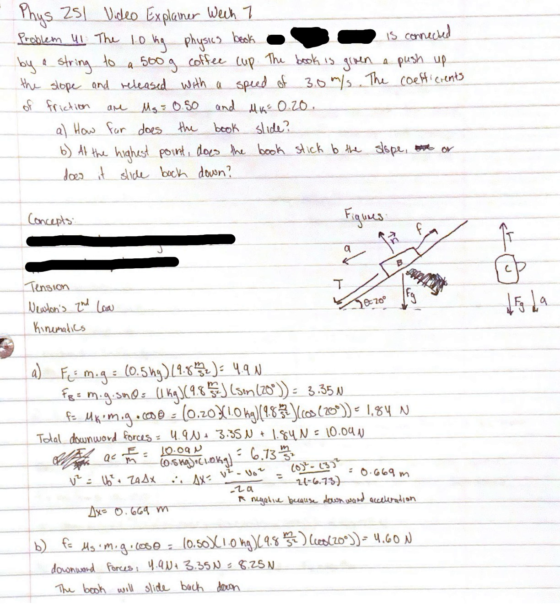For my week 7 video explainer for the first problem, I had problem 41. In problem 41 we have a 1 kilogram physics textbook connected by a string to a 500 gram coffee cup. The book is given a push up the slope and released with a speed of 3.0 meters per second. The coefficients of friction are mu s equals 0.50 and mu k equals 0.20.